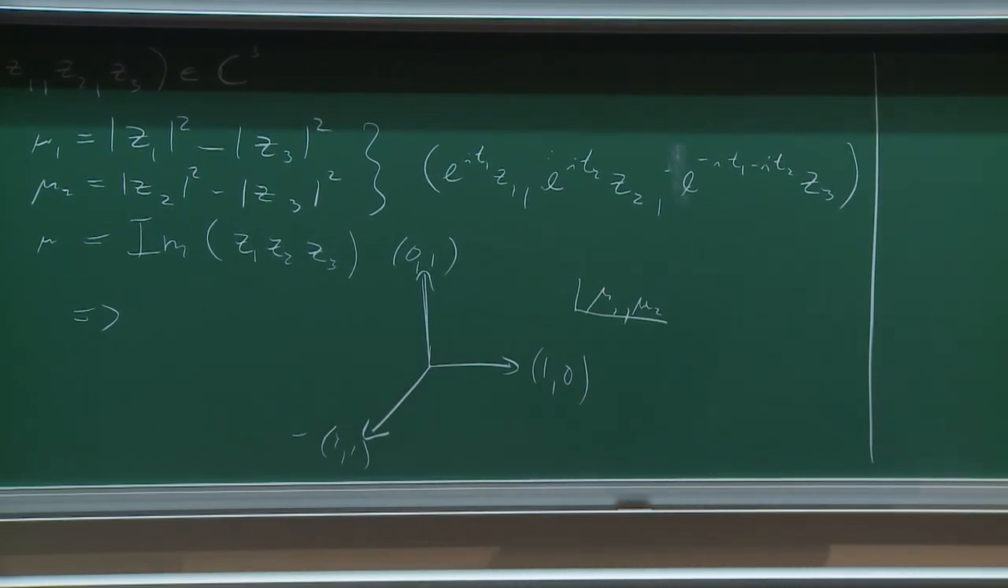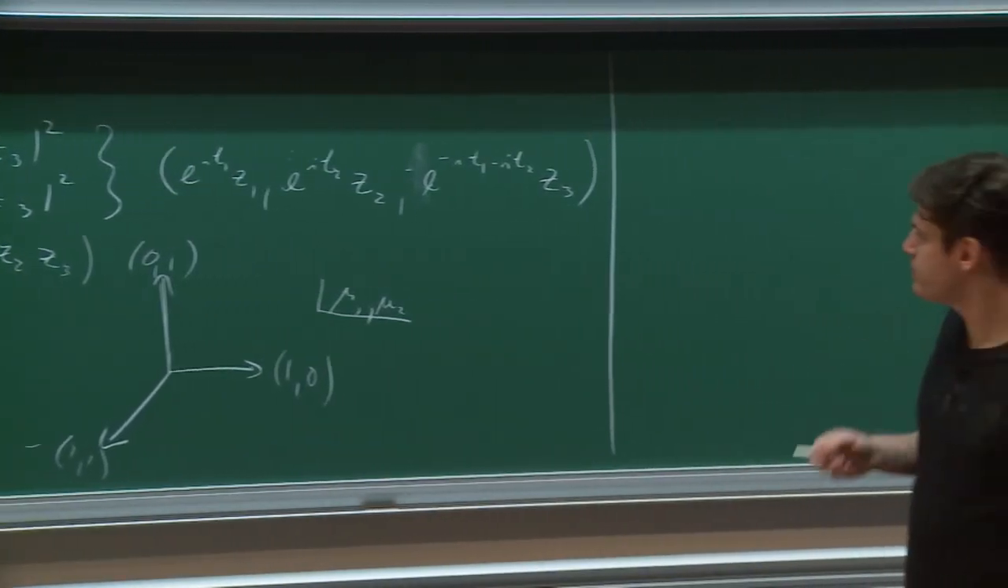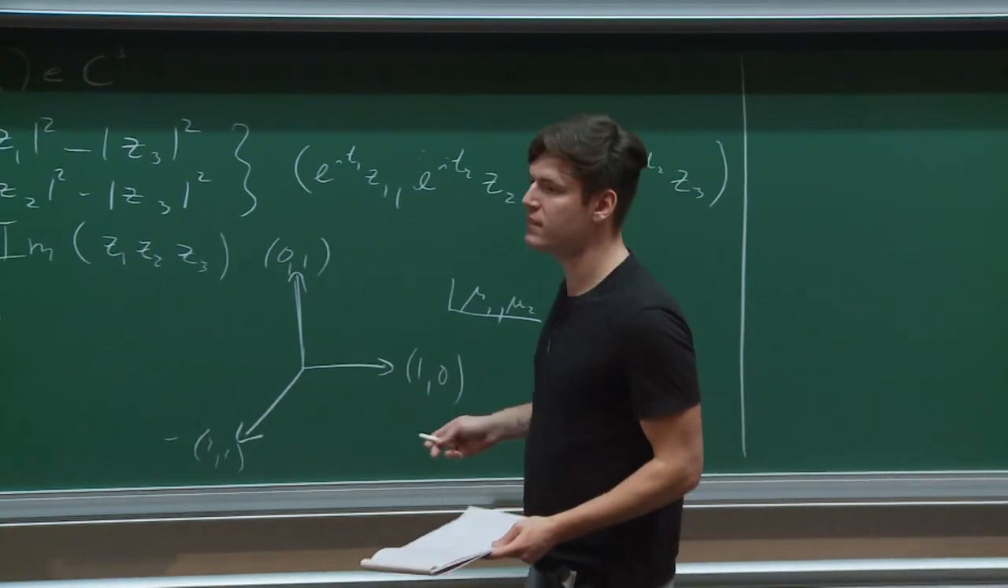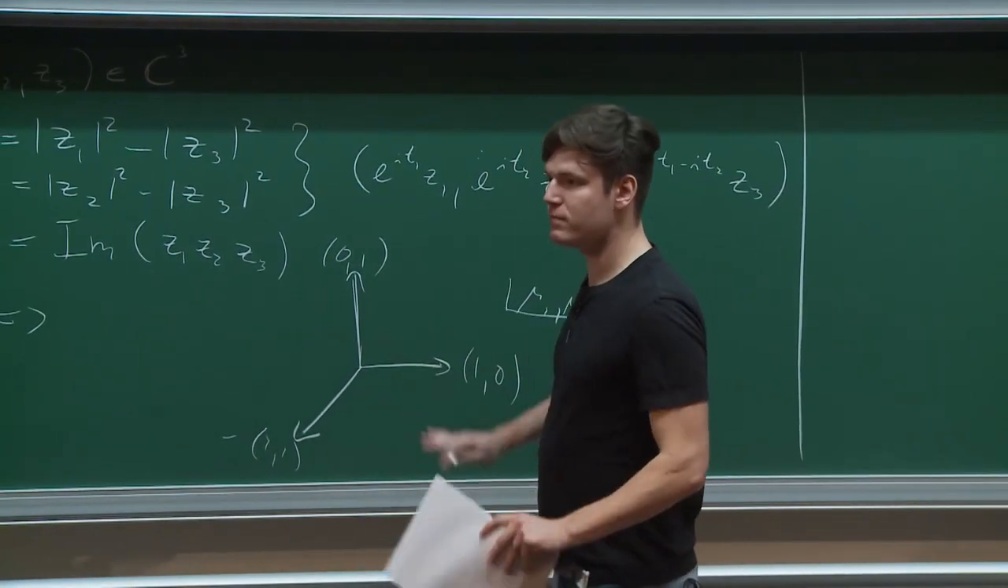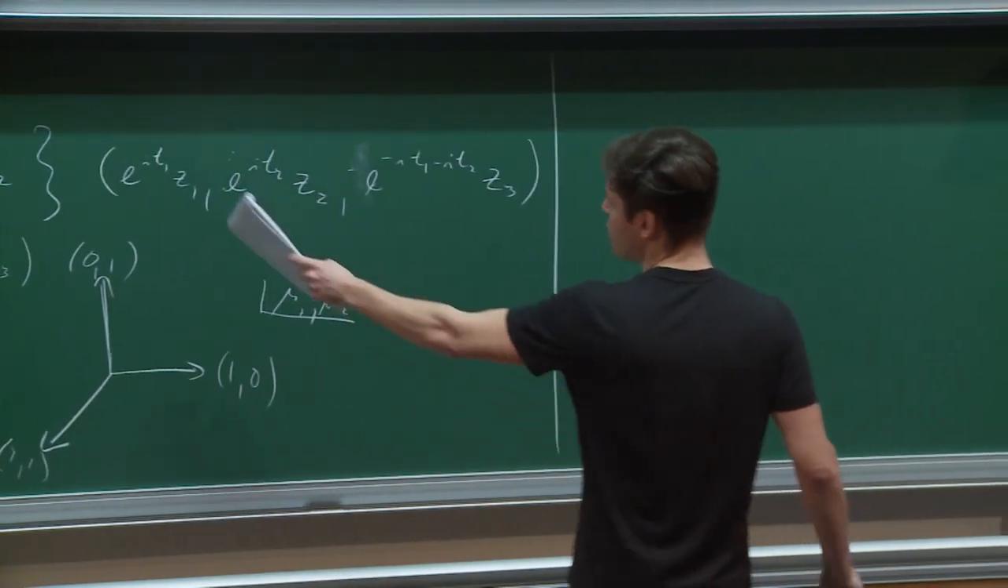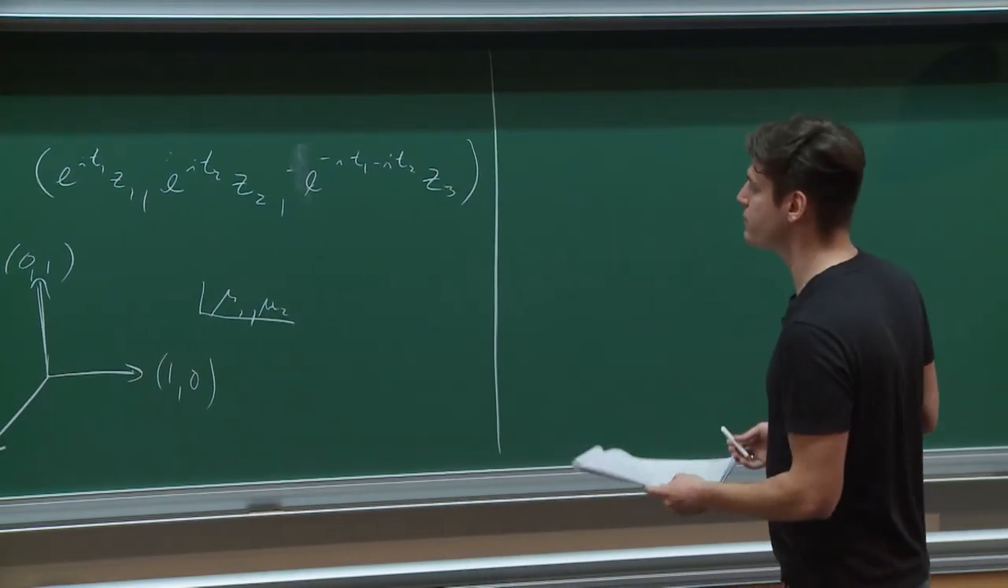Sorry, what does this picture mean? So you're just drawing the lines over which you have degenerations? That's correct. Just the degeneration of the two circles.